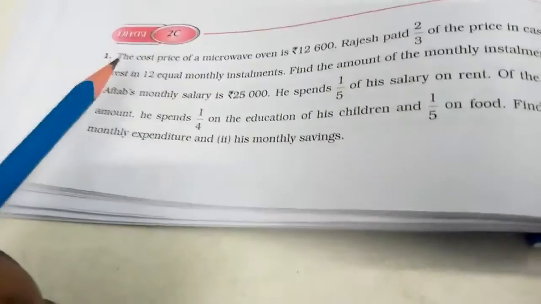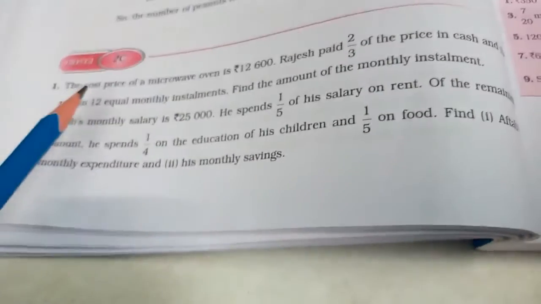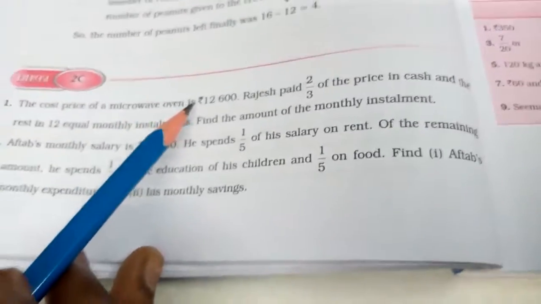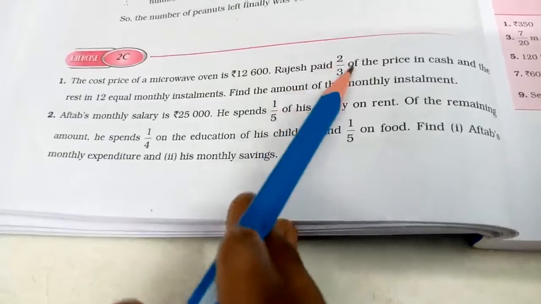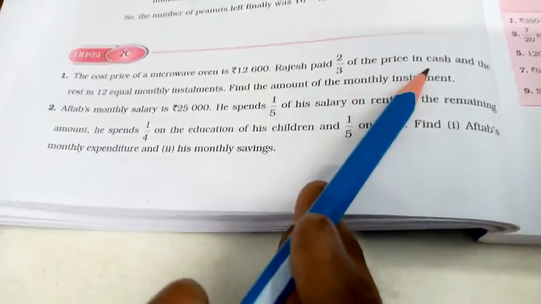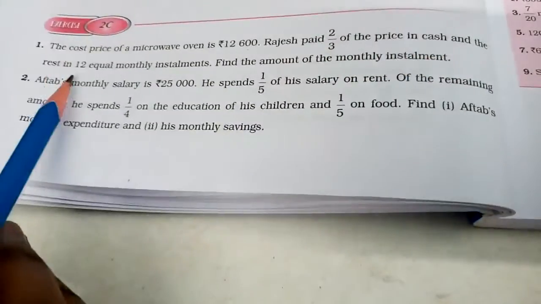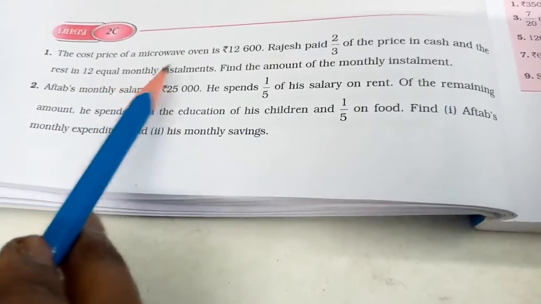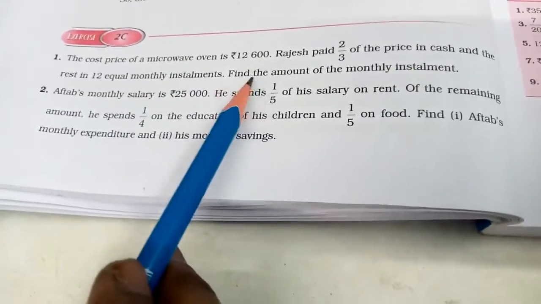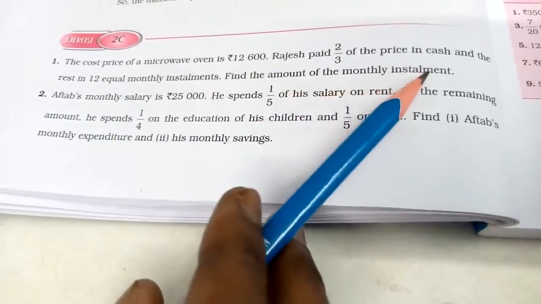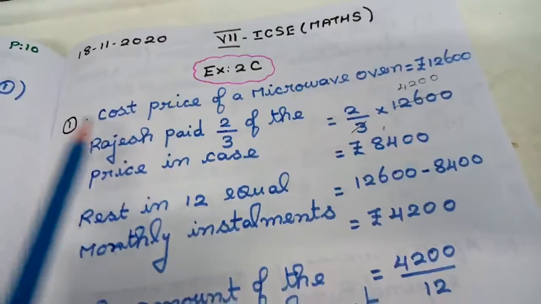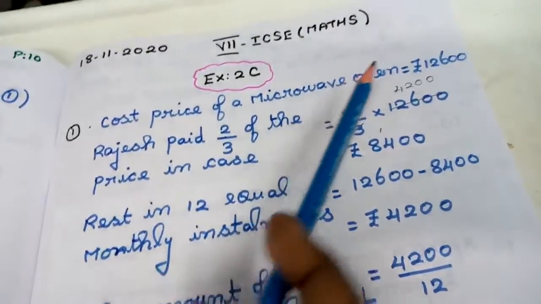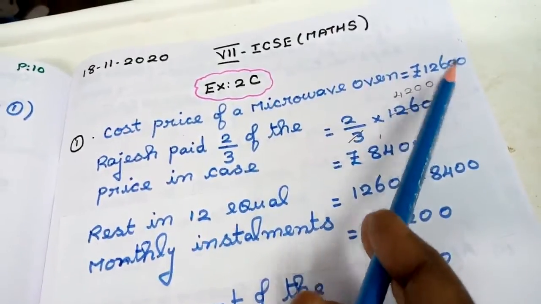Exercise 2C, first sum. The cost price of a microwave oven is rupees 12,600. Rajesh paid 2 by 3 of the price in cash and the rest in 12 equal monthly installments. Find the amount of the monthly installment. So this is the question they are asking you. The cost price of the microwave oven is 12,600.